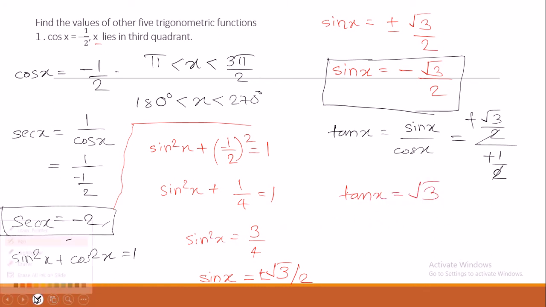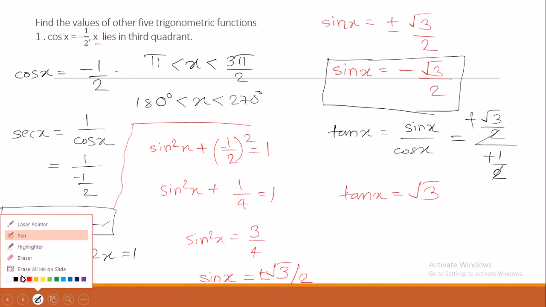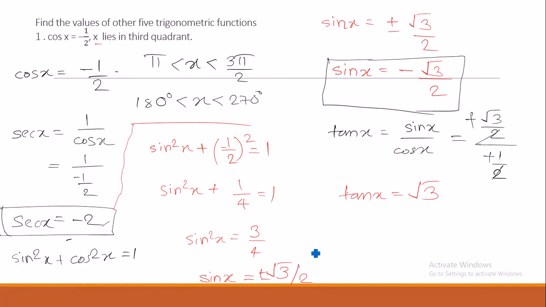From tan x we can find out the value of cot x. Cot x is nothing but 1 by tan x, which is 1 by root 3. So therefore cot x is equal to 1 by root 3, and tan x is root 3.